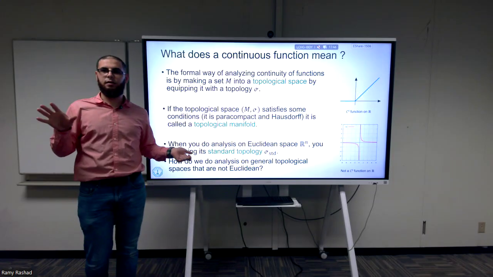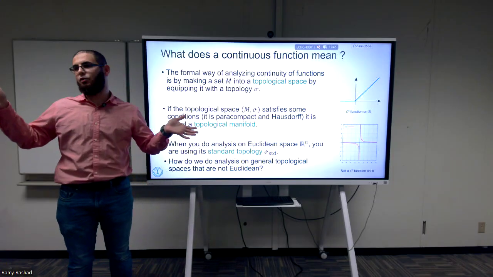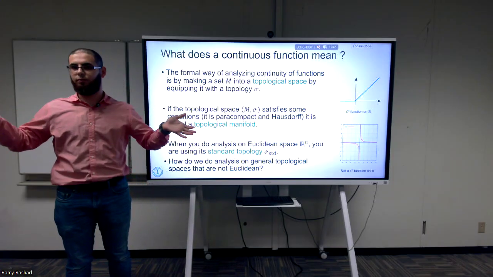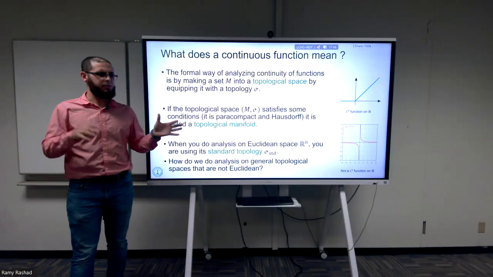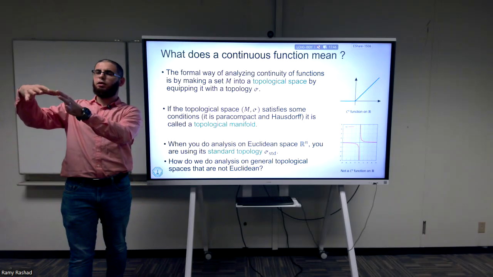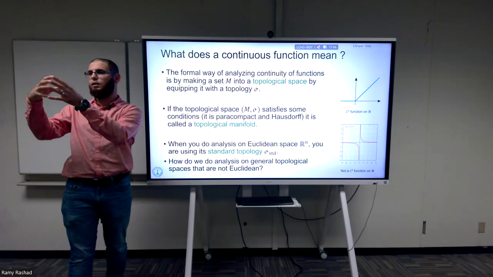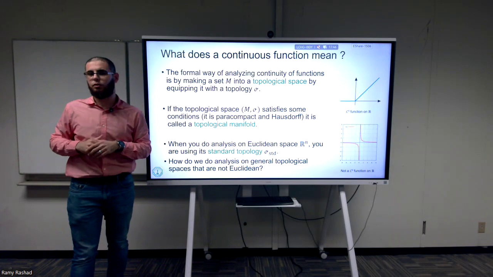Whenever you use Rn, you assume that you have this topology and you use it for sure, and this is known as the standard topology. It has something to do with circles and with balls, as in subsets of Rn, and so on.